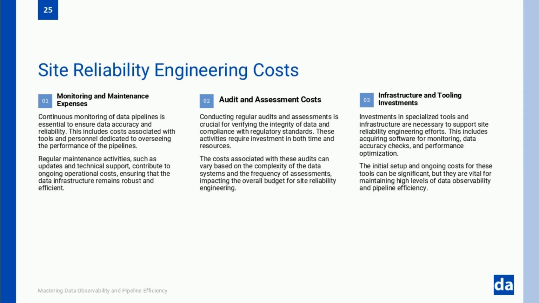Let's discuss a vital aspect of maintaining robust data pipelines: site reliability engineering, SRE, costs. Ensuring reliability isn't just a technical necessity, it's a financial investment. Monitoring and maintenance expenses. Continuous monitoring is critical to ensuring data accuracy and reliability. What it covers: tools and personnel dedicated to overseeing pipeline performance. Regular maintenance activities, such as updates and technical support, contribute to ongoing operational costs, keeping the data infrastructure efficient and robust.